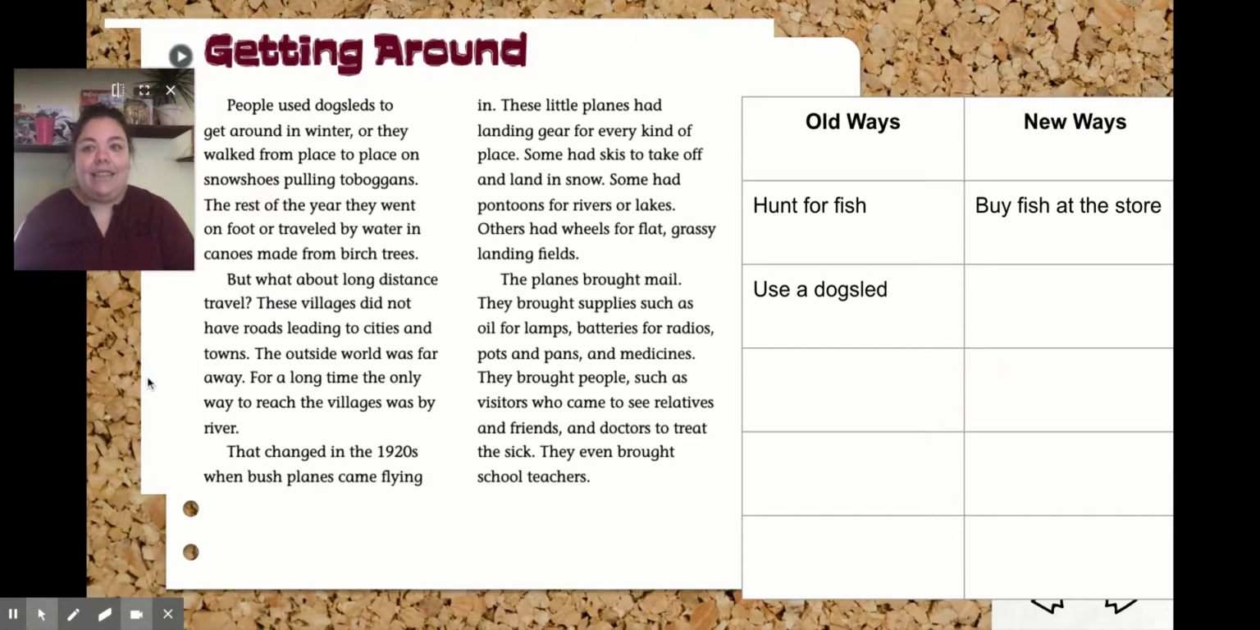Here is the next section called getting around. So this time I gave you the old way. So the old way they got around was by using a dog sled. What do you think the new way of getting around is? You could pause me and read the section to get an idea, or you might already have an idea. How do we get around? The Athabascans use a dog sled, but what do we use? That's right, we use a car now.